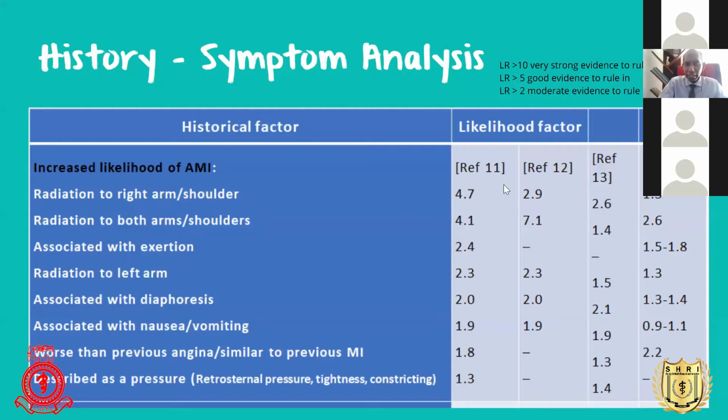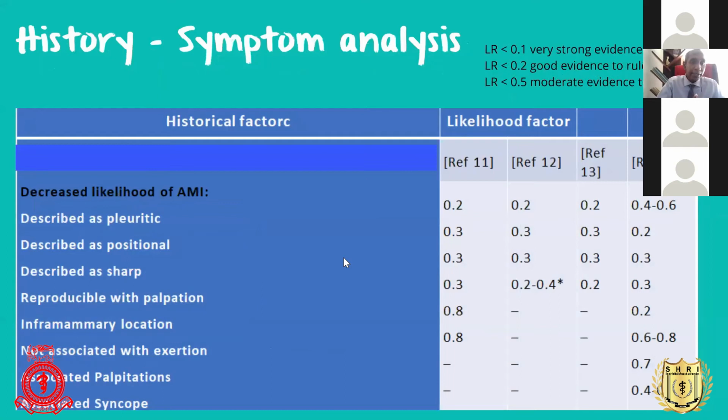So as you can see, none of these likelihood ratios exceeds 10. That means you can't rely solely on these historical features to rule in acute coronary syndrome in a chest pain patient. On the other hand, decreased likelihood.